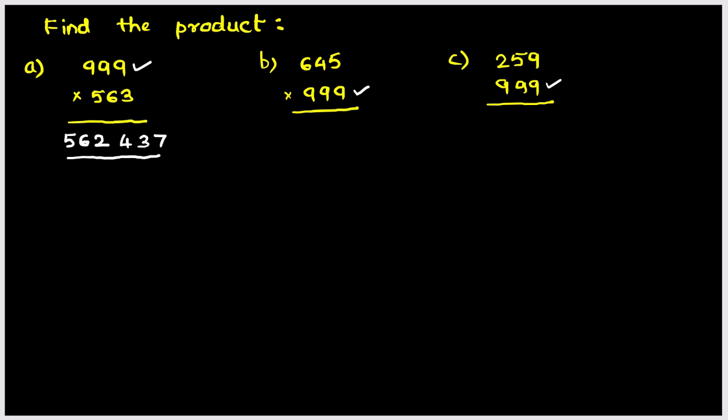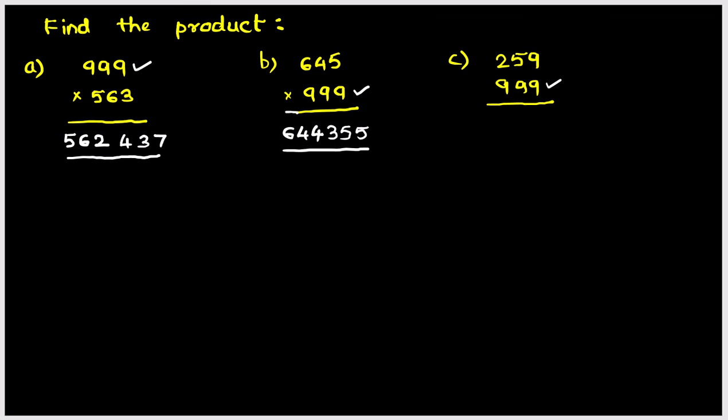Now let us check this. 999 multiplied by 645. So we need to subtract 1 from 645 but not from 999. If you subtract 1 from 645, you get 644. Again 644 subtract from 999. So 9 minus 4, 5. Just by seeing the digits you can write 9 minus 4, 5 and 9 minus 6 is 3. So this is the product. If you want, you can multiply and check, you get the same answer.